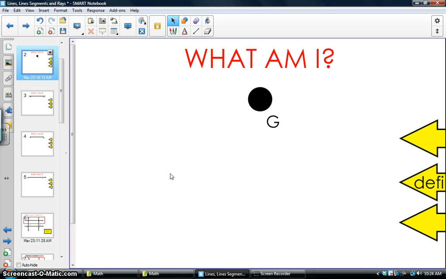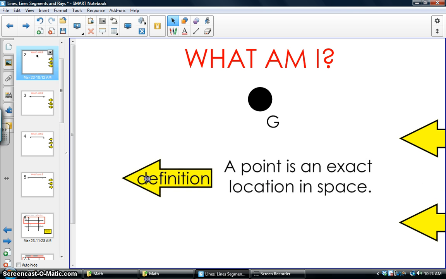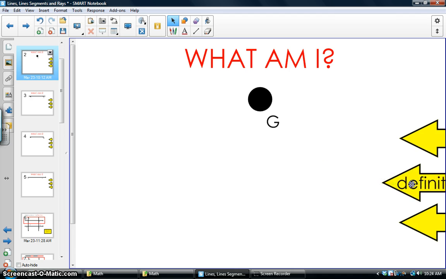So let's get started. This is point G, and a point is an exact location in space, and this point has a name, again, point G. And if you like, you can draw point G. Please remember, at any time during this cast, you may pause to practice or to think or to have a discussion with your parents at home. This is for you.